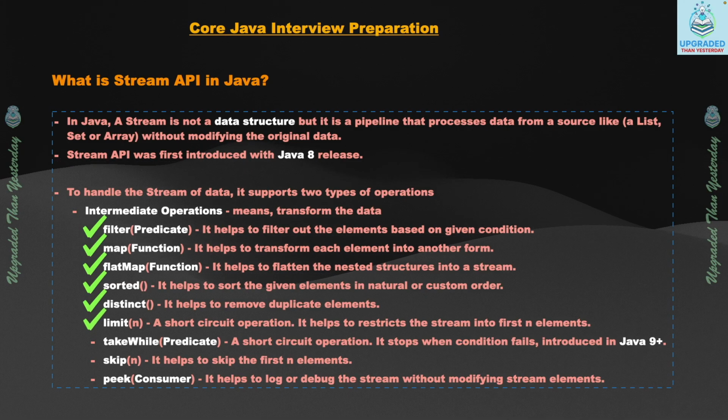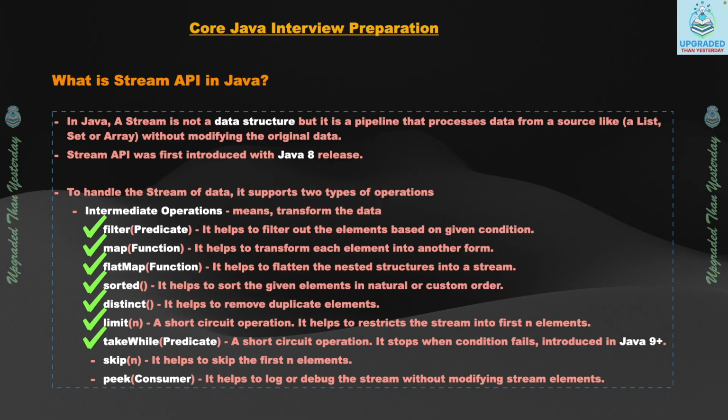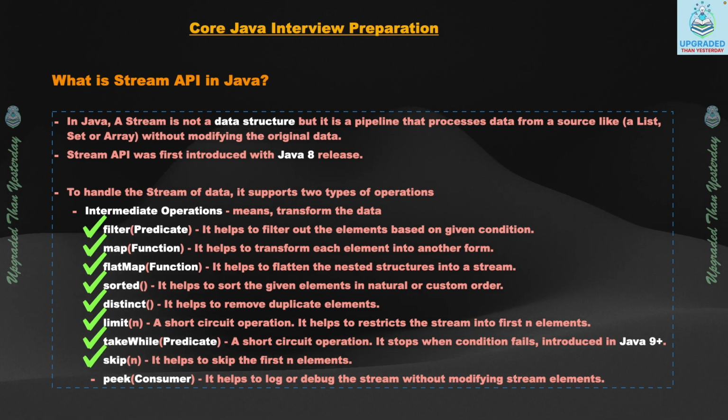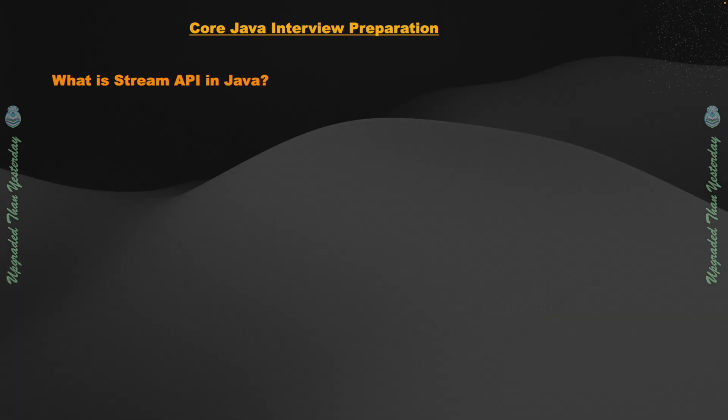Limit. Limit is used to restrict the number of elements to n elements. It is a short circuit operation. takeWhile. It is a short circuit operation. It stops when the condition fails. It was introduced in Java 9. Skip. Skip method is used to skip the first n elements. Peek. It helps to log or print the elements without interrupting the processing.